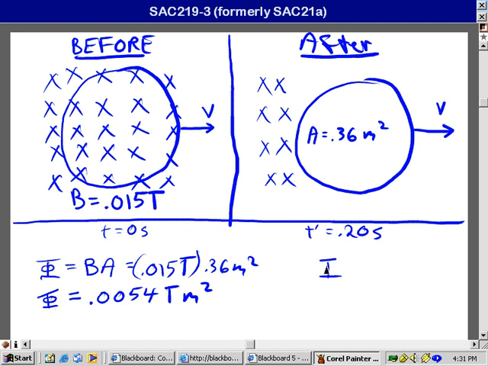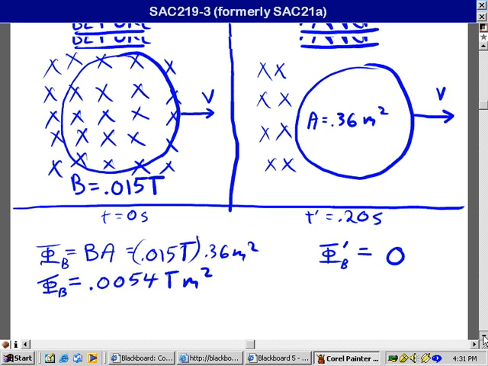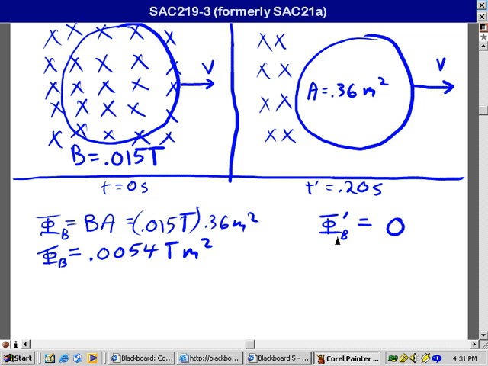And in the after picture, I'll call that phi prime. To be consistent with your formula sheet, I'll go ahead and put that subscript on there. Phi sub B prime is just 0 because there is no magnetic field passing through the loop or coil in the after picture. So the delta phi changes from 0.0054 Tesla meters squared to 0, for a change of negative 0.0054 Tesla meters squared.